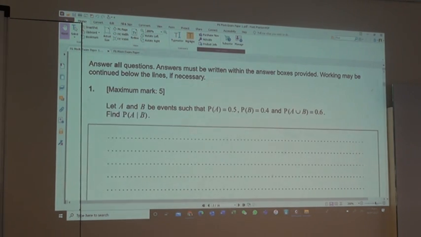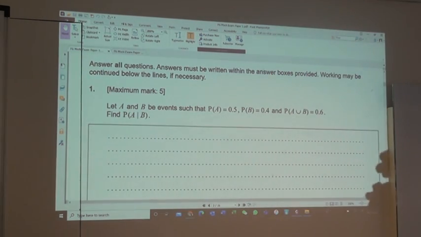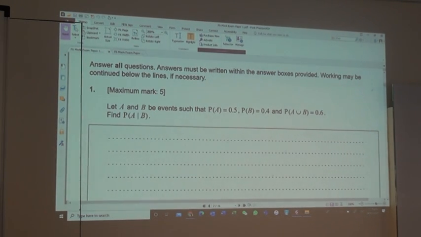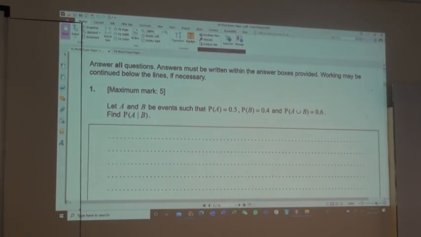The first question is asking us to find the probability of A given B. A and B are events such that you have the probability of A, you have that of B, you have A union B. So, like most of you did, you found the probability of the intersection first from the addition formula, isn't it? And you're able to use that. But look at the mark scheme.